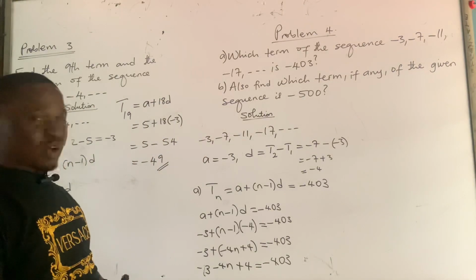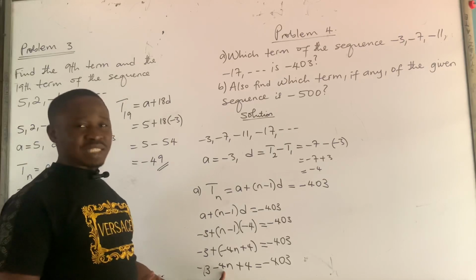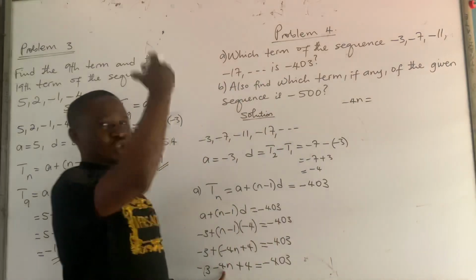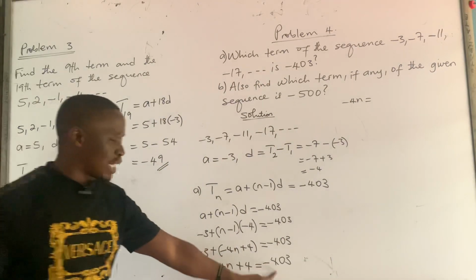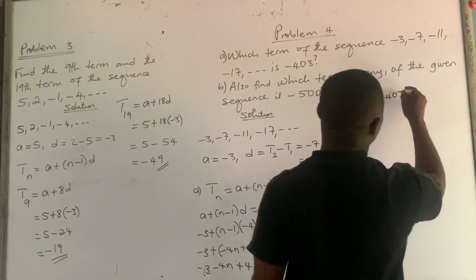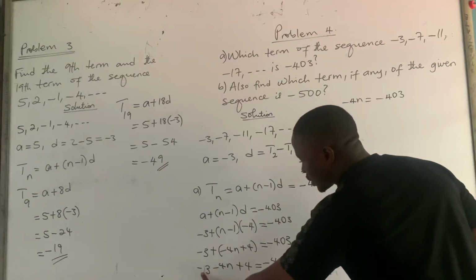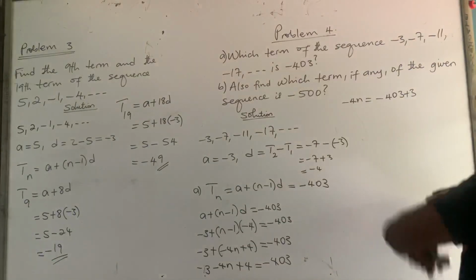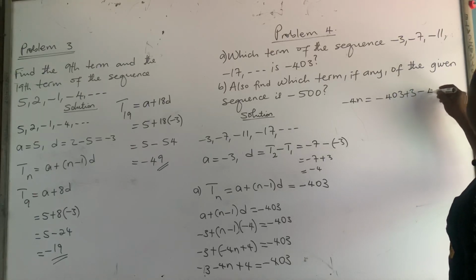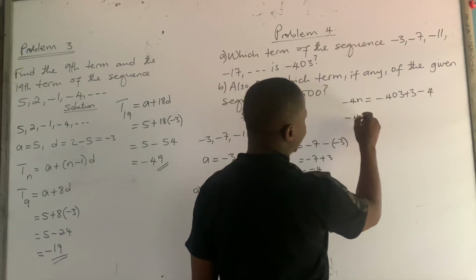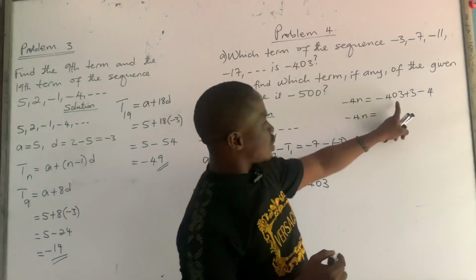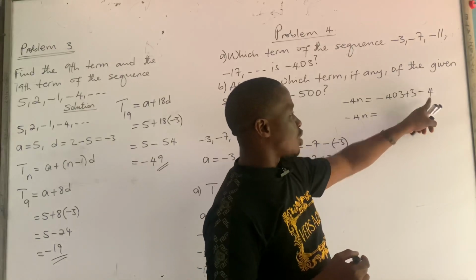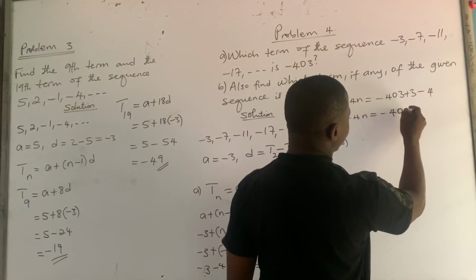So we continue by collecting like terms. This is the only term with the variable n. So we say minus 4n. The rest can go to the right hand side, but on the right hand side, there is already minus 403. So moving this minus 3 to the other side gives us plus 3. Moving plus 4 to the other side gives us minus 4. So minus 4n is equal to minus 403 plus 3, which is minus 400. Minus 400 minus 4 is minus 404.